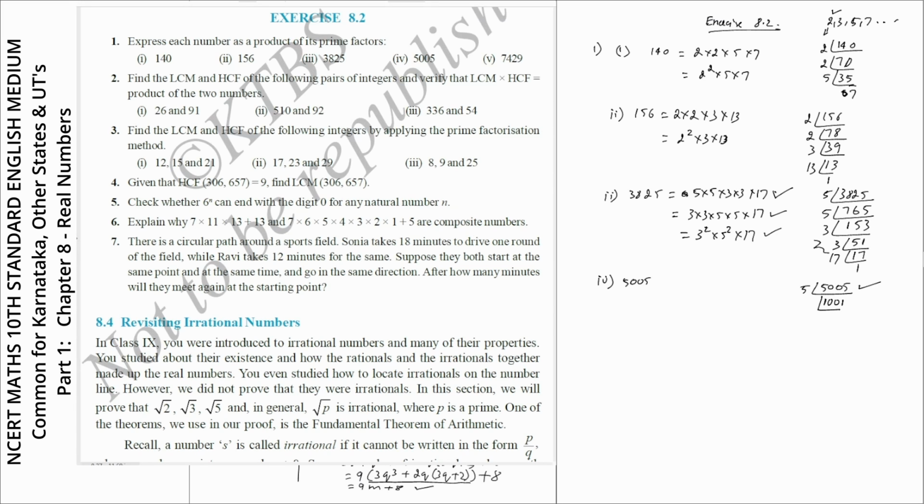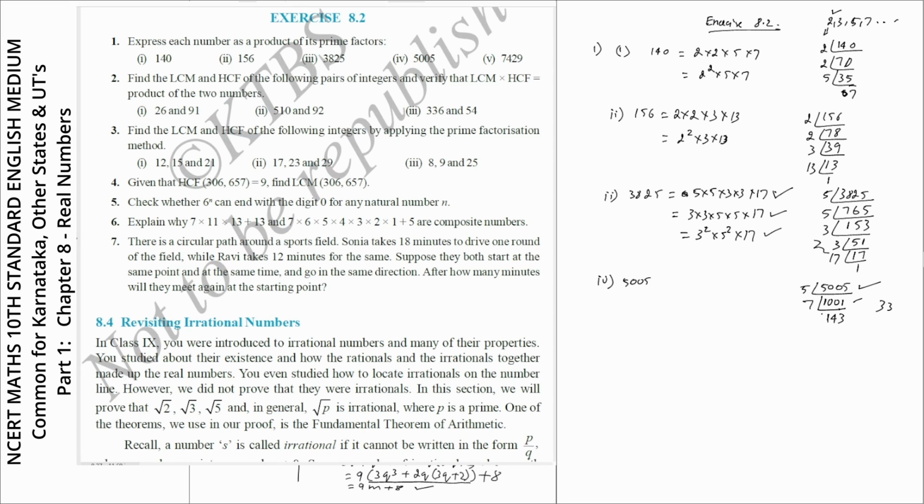Now 1001 is not divisible by 2. It's not divisible by 5 also. So it is divisible by 3? 3 threes are 9, then 3 threes are 9. It's not divisible by 3. It's not divisible by 5. 7, I'll check. 7 ones are 7, 3 is remaining. 7 fours are 28, then 2 is remaining. 7 threes are 21. Okay.